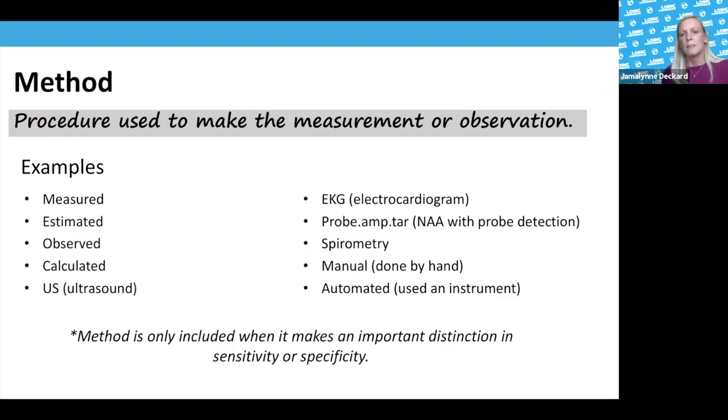EKGs. In molecular pathology, we have probe AMPTAR, which represents nucleic acid amplification with a target, and then probe detection. And we also have terms for the non-probe, where it's not a probe-based detection like melt curve analysis. And then some others, manual and automated, especially with cell markers. So the method, again, is the only one that is optional, and it is only included when it's important to make that distinction.